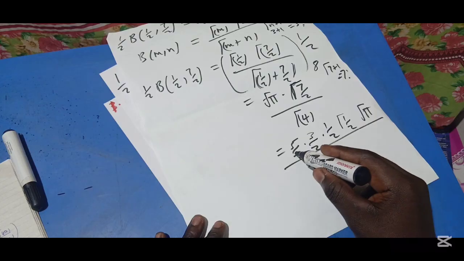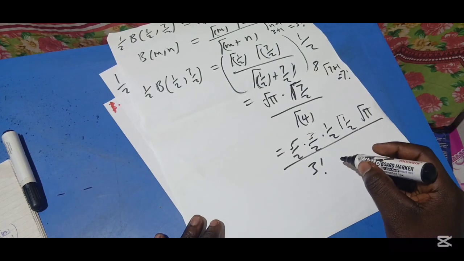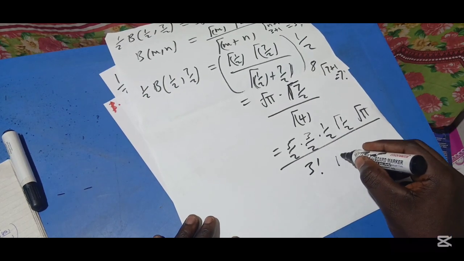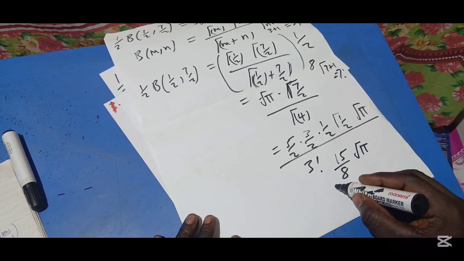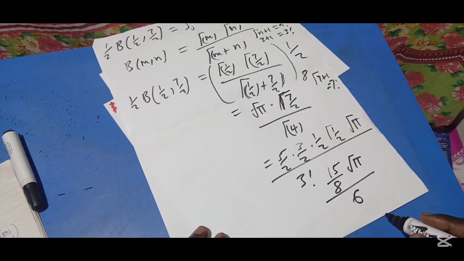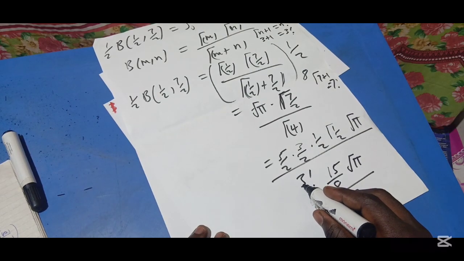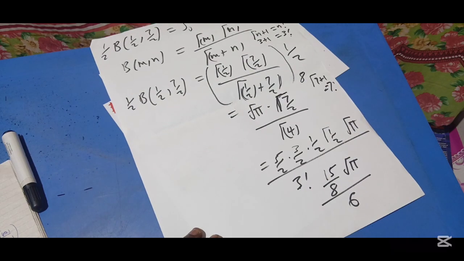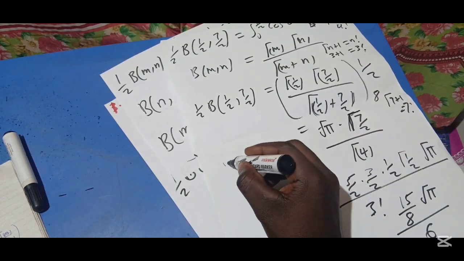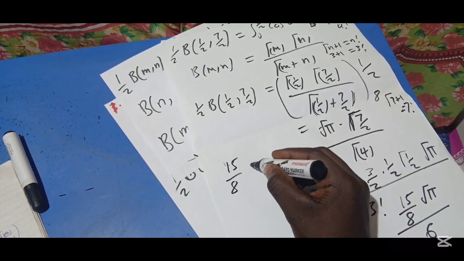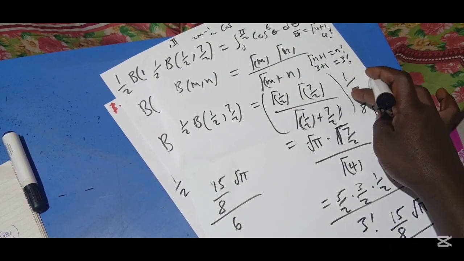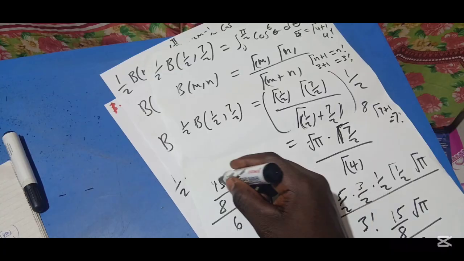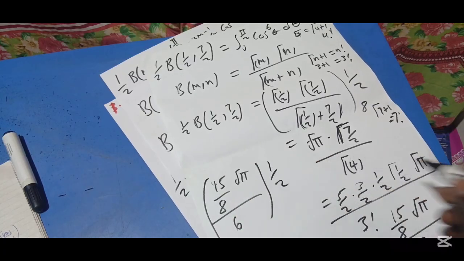So multiplying 5 on 2 by this will give you 15 on 8. So we are going to get 15 on 8 square root of pi all on 6. 3 factorial is the same as 3 times 2, which is 6. Now let me start writing this here. So divided by 6. Now let's bring our half. If you forget the half, you are going to get something different altogether.